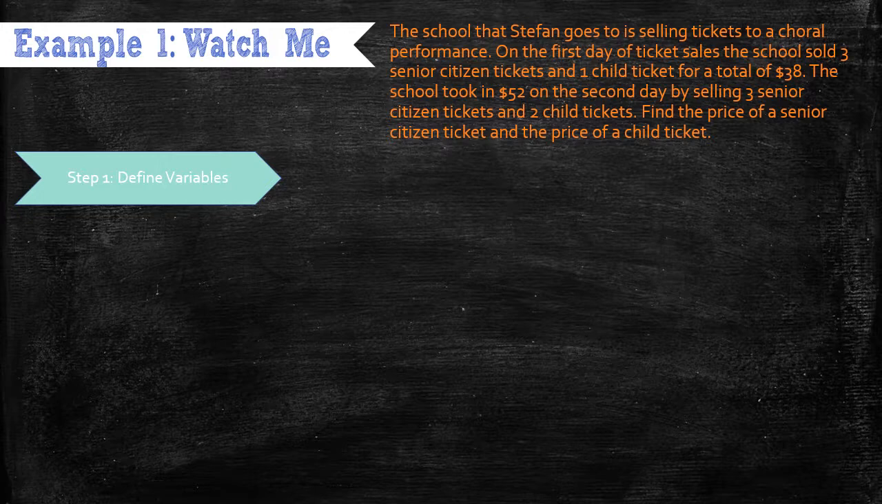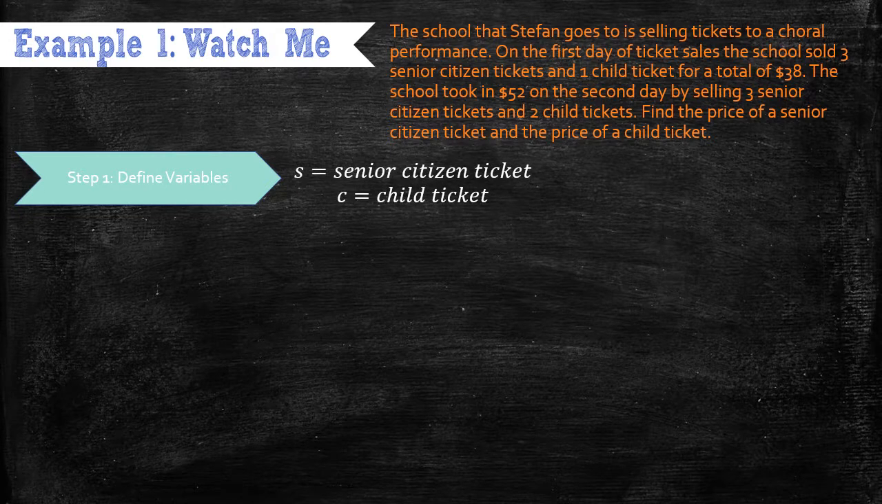We are looking at a choral performance. They're selling tickets. And there's two types of tickets. There's senior citizen tickets and then there's child tickets. So we're going to go ahead and let S stand for the senior citizen ticket and C stand for child ticket. I typically like to use whatever letter the word that we've identified as the variable starts with. It just helps keep things clear in my mind as I move through.